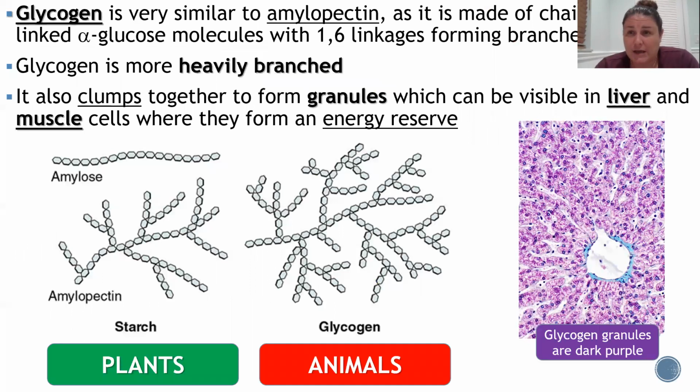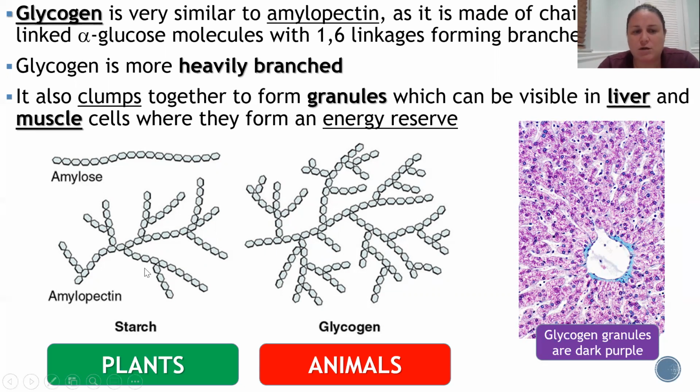Now, glycogen has a similar function to starch in that it's a way to store all these extra sugar molecules. In fact, glycogen is very, very similar to amylopectin. It's made out of those alpha glucose molecules, and it's branched. Its difference is that glycogen is much, much more heavily branched than amylopectin, which is starch.